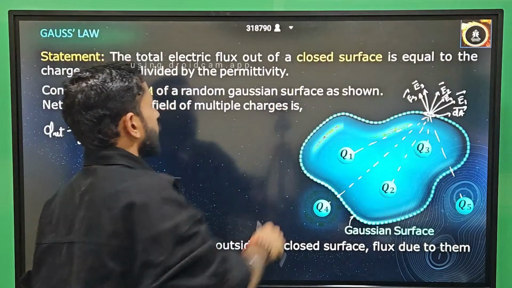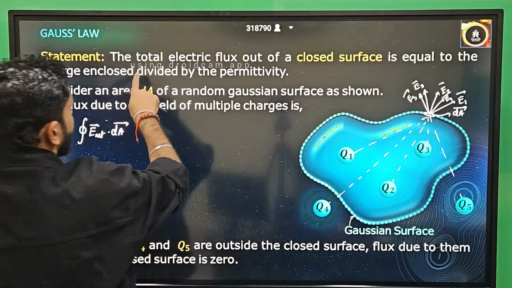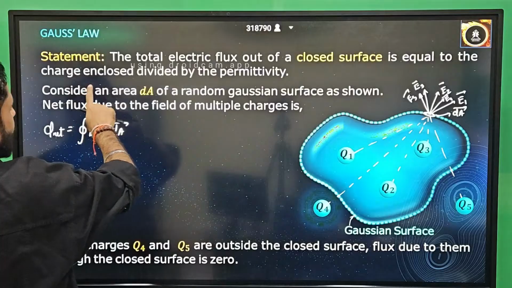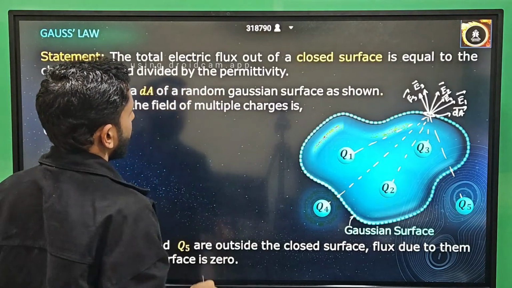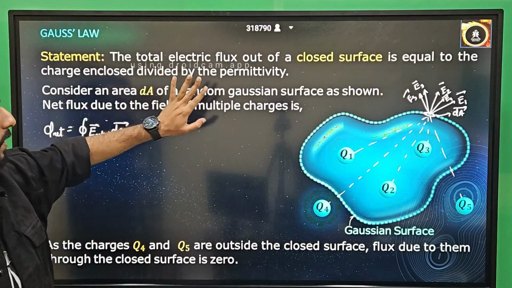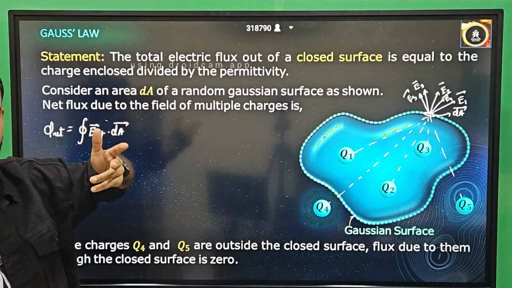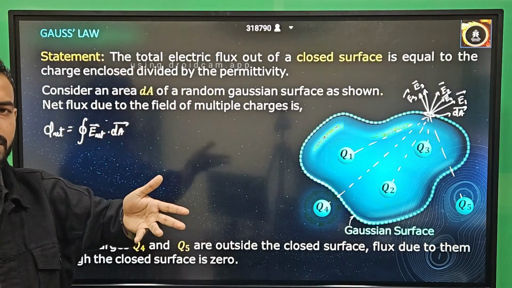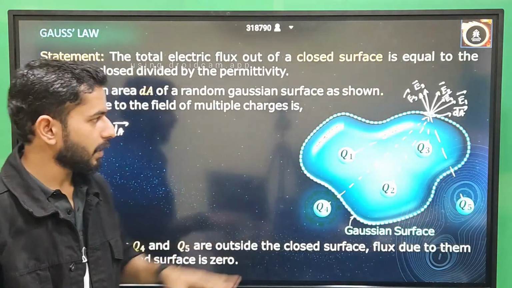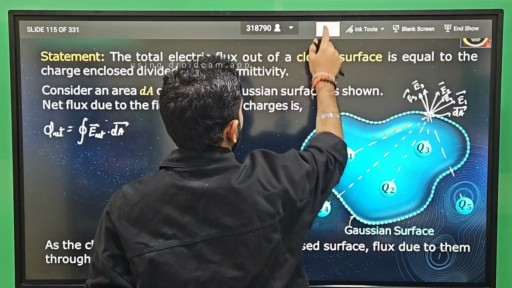Now this is the statement for Gauss law. Let's read it once. The total electric flux out of a closed surface is equal to the charge enclosed divided by the permittivity. Exactly the thing that we are writing: the net flux, total flux through a closed surface is equal to net charge divided by epsilon naught. We have already seen net flux is equal to Q divided by epsilon naught. If you want to derive it, how will you derive? We have taken some charges here for board purposes, otherwise the result is already derived.